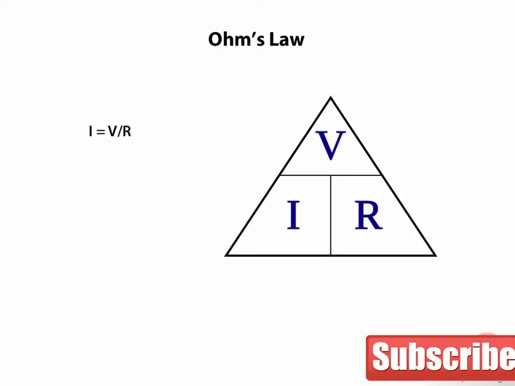Current is the voltage divided by the resistance. I equals V over R. Voltage is the current times the resistance. V equals I times R. And resistance is voltage divided by the current. R equals V over I.